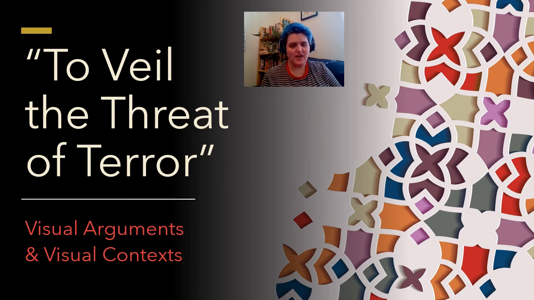Hello! Today we're talking about the article To Veil the Threat of Terror by Dana Cloud, and we're also going to talk about how visual contexts influence visual arguments. And this is the final step in analyzing your culturally important image before you put everything all together into a poster explaining all of this great analysis that you've been doing. So let's get going.